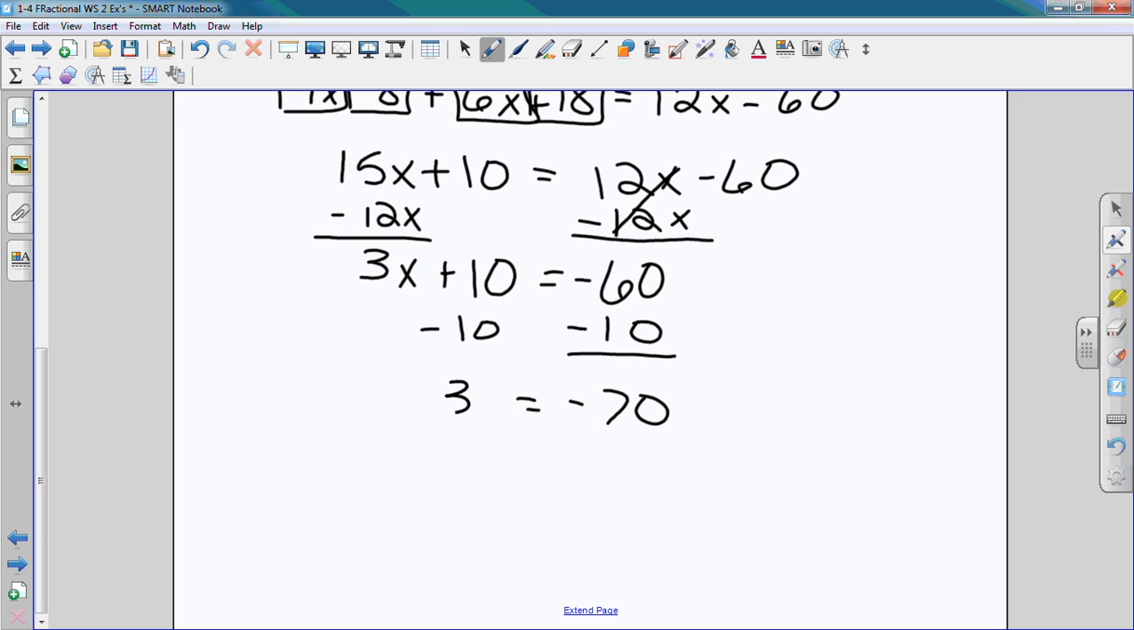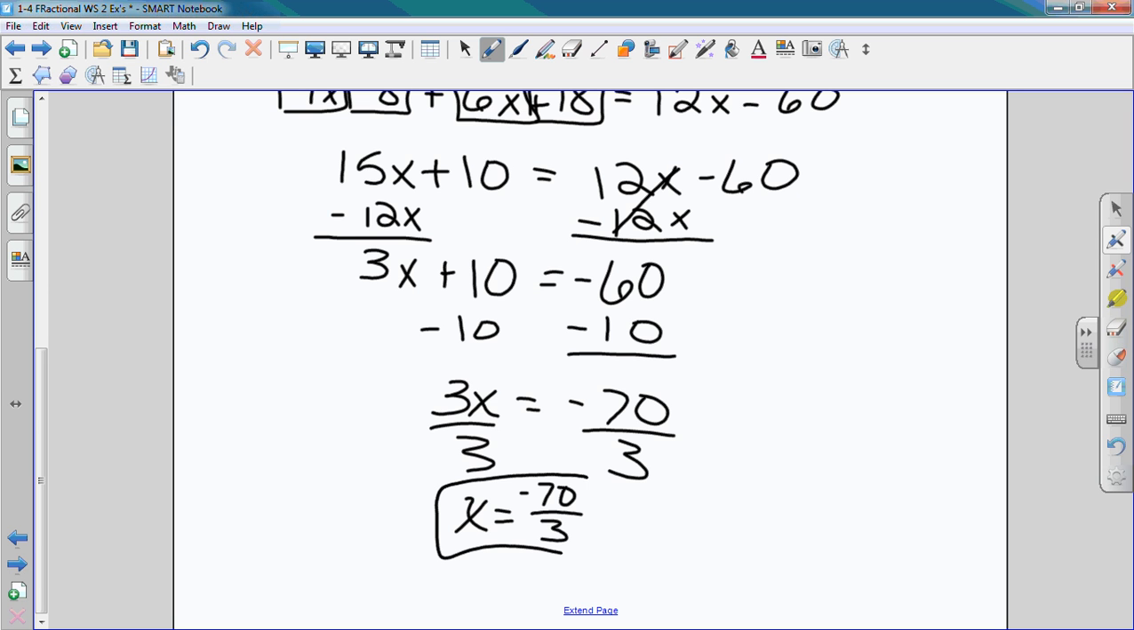You can do this. I don't need to go slow here. You can solve the equation. x is just negative 70 over 3. Can't reduce that any further.